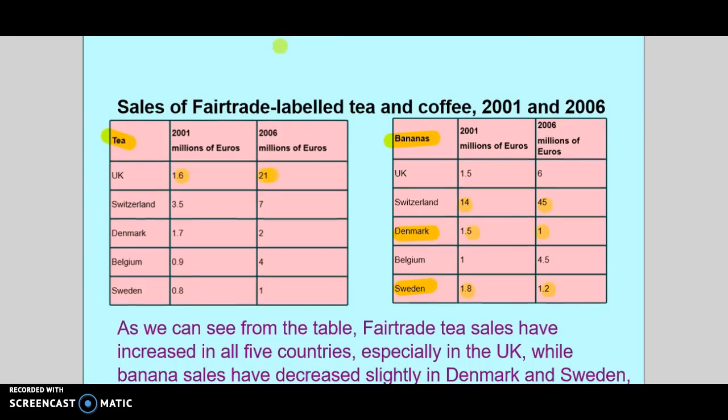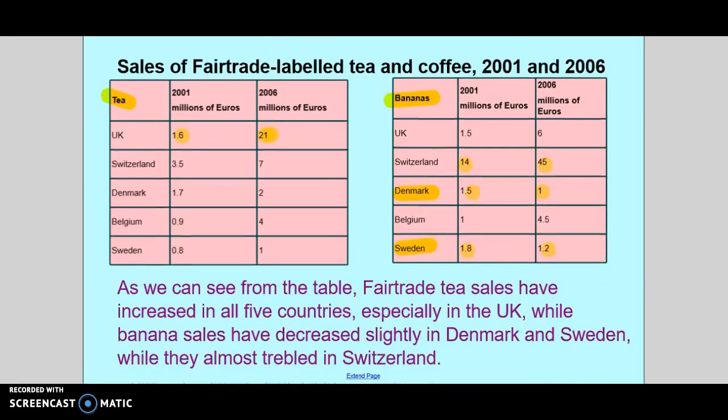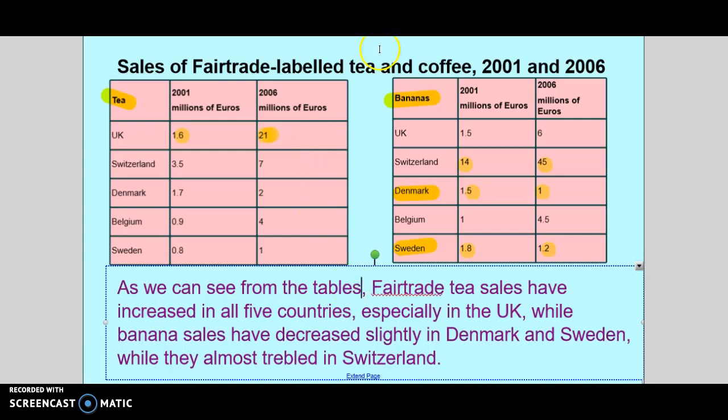So I have written it in this way. As we can see from the table, actually, if I can correct myself here, it's 2 tables, so I would put tables there. As we can see from the tables, fair trade tea sales have increased in all 5 countries, especially in the UK, while banana sales have decreased slightly in Denmark and Sweden, while they almost trebled in Switzerland.